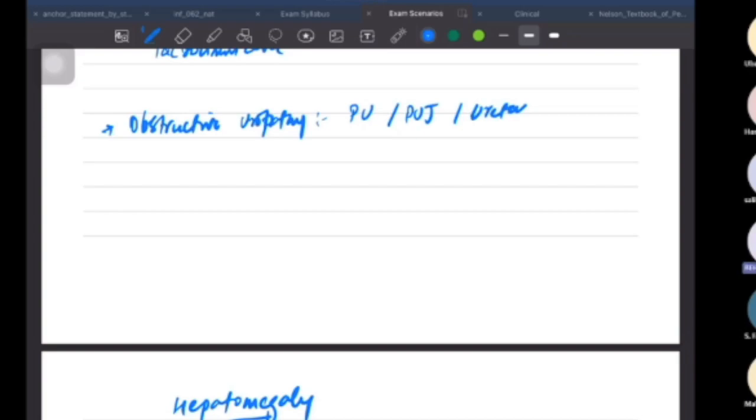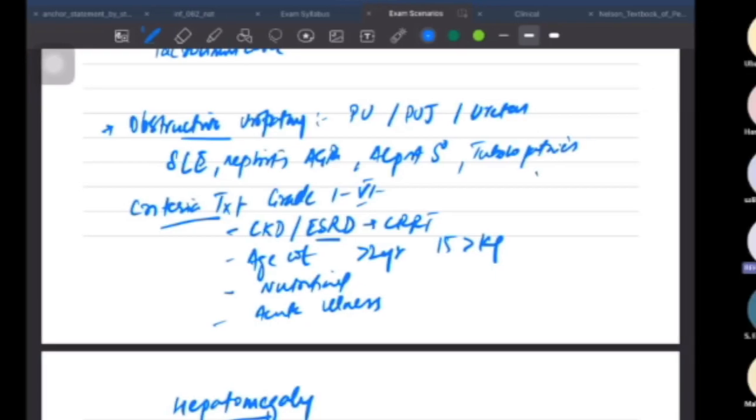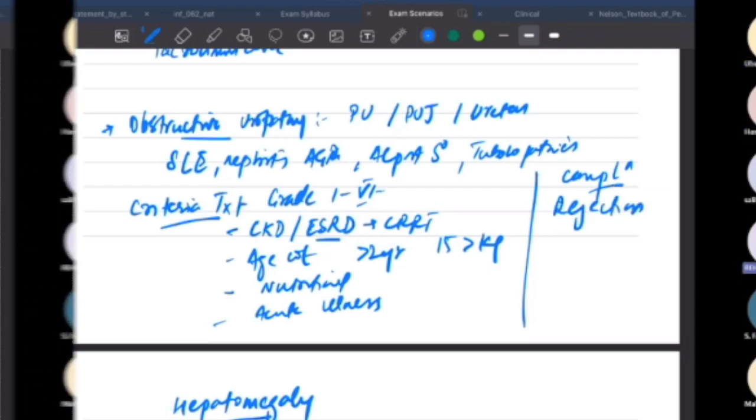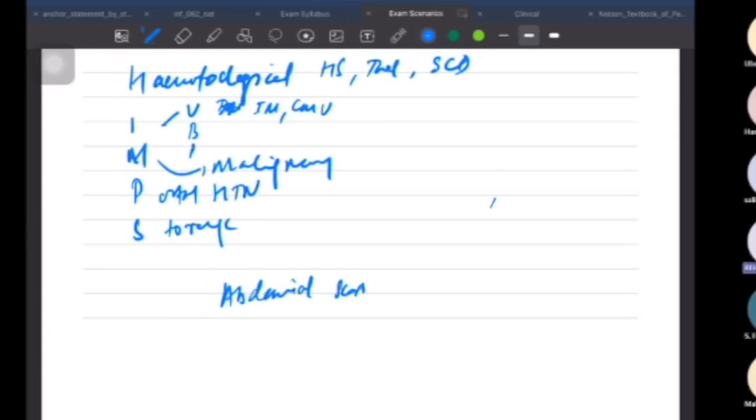So this is the blanket cause: obstructive uropathy, autoimmune causes like SLE and nephritis, which is the acute glomerulonephritis. They can also ask you what are the complications post transplant. So what are the complications? Yes. I mean, obviously, I will put the first thing here. Apart from that, if we just go through a few of them.